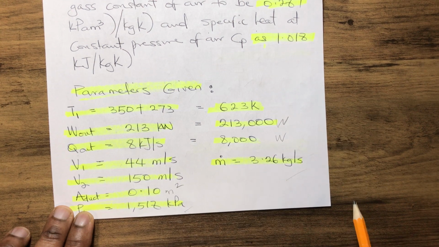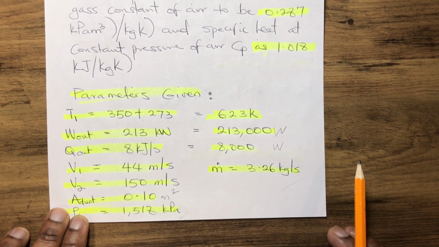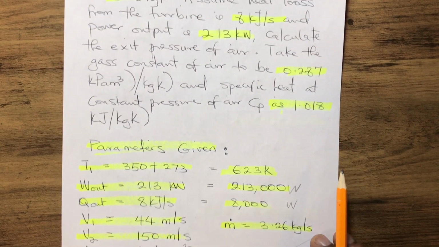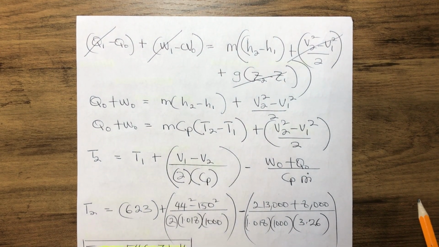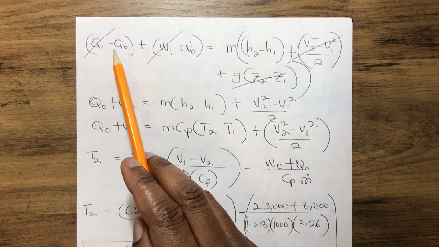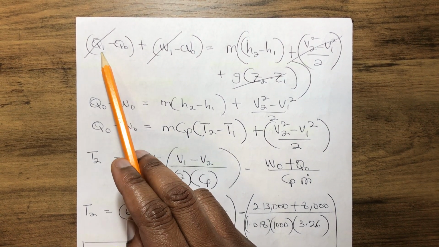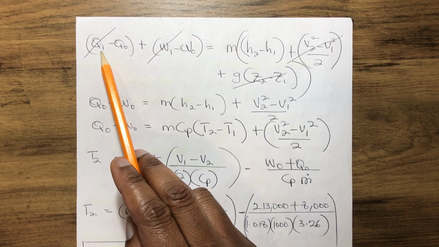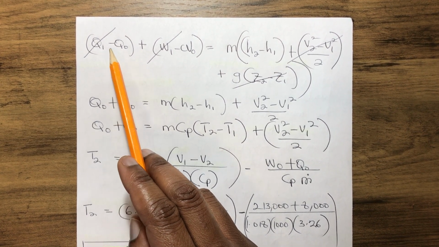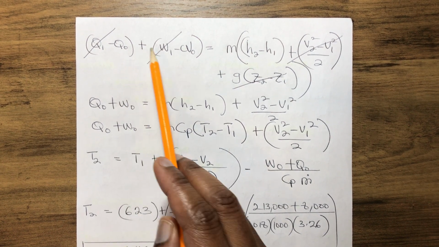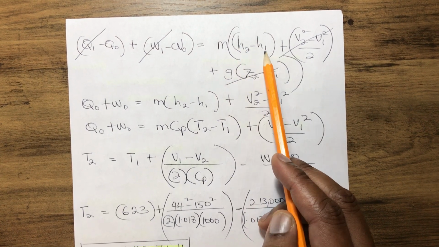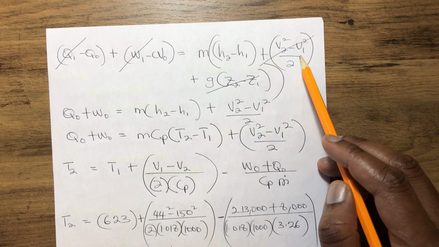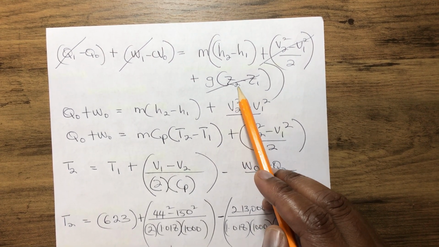Now, how do we find the exit pressure of the air passing through the gas turbine given here? By using the steady flow equation, which is the conservation of energy: Q in minus Q out, the heat entering minus the heat going out, plus the work entering minus the work going out, equals m times the change in enthalpy plus the variation of the kinetic energy and the potential energy, which is given.